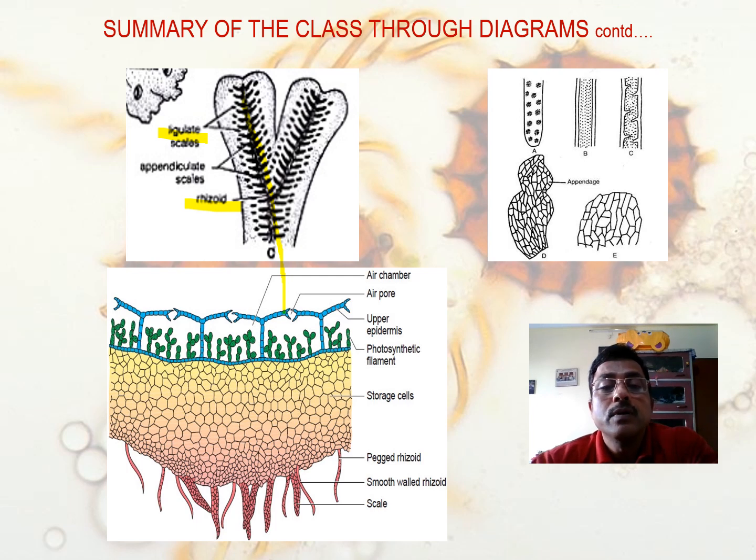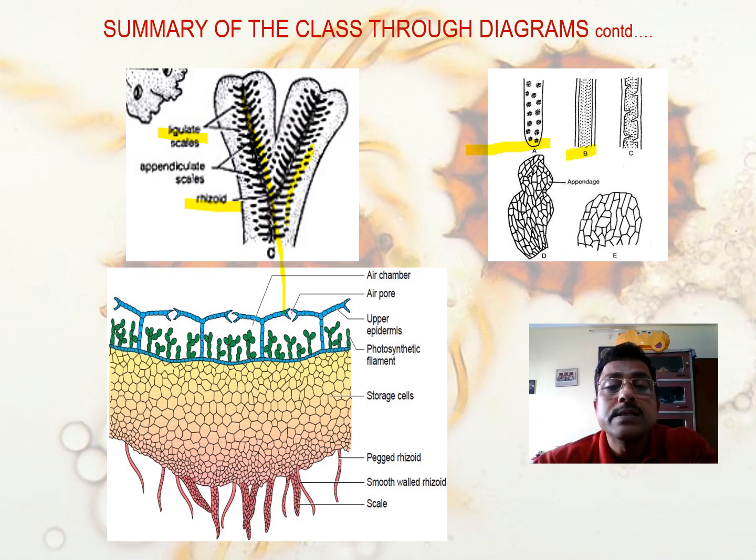Rhizoids originate from the midrib part throughout the length of the midrib, and rhizoids are of two different types. The smooth-walled rhizoids, this is the smooth-walled rhizoids, and the tuberculate or pegged rhizoids. Okay, and scales, these are the scales.